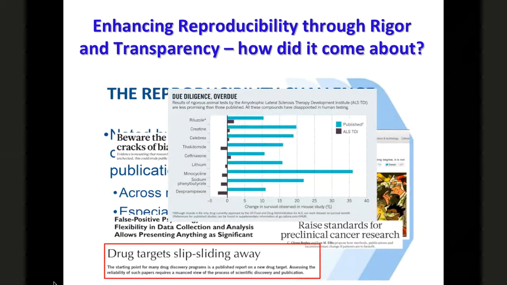This is the ALS Therapy Development Institute, which I think is in Boston. They took all these papers and said, okay, the published studies showed these are the percent changes, so this is how long the mice live based on all these different therapies, and this is what they reported. So this nonprofit did the exact same study with the drug, same conditions, and didn't reproduce a single thing. Nothing. And so when you look at drug targets slipping, it's because of reproducibility issues, right?